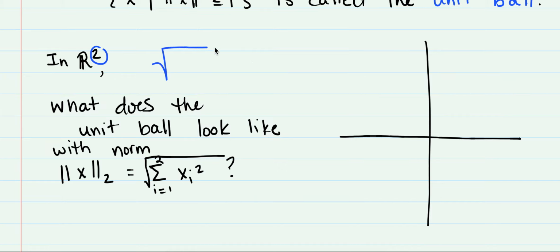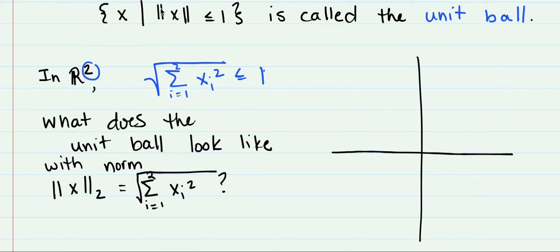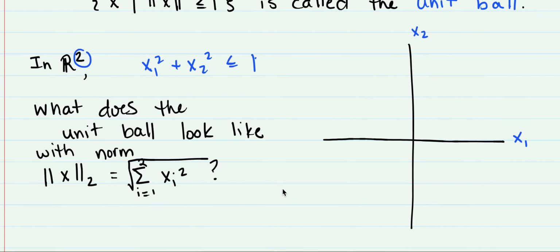So we had the square root of the sum from 1 to 2 of xi squared is less than or equal to 1. It says we're taking the norm of the vector and setting it less than or equal to 1. But then we can square both sides, and 1 squared is 1. And I'm actually going to expand this. This is x1 squared plus x2 squared is less than or equal to 1. And you can say that this is the x1 axis and this is the x2 axis. And what would that look like?